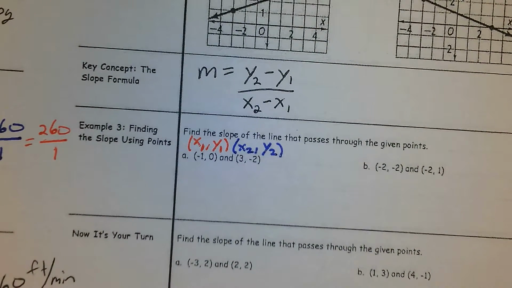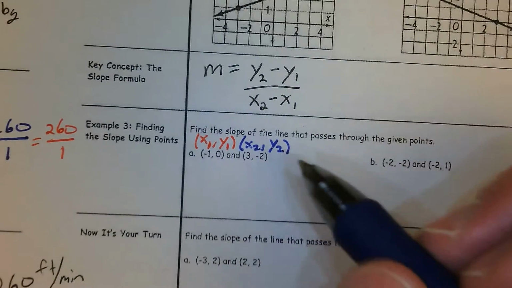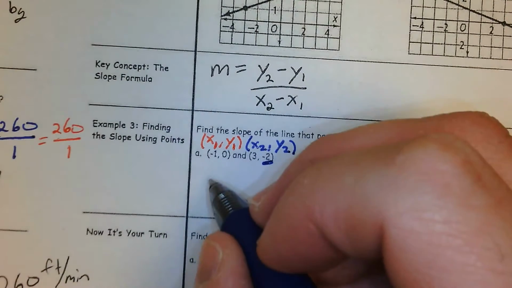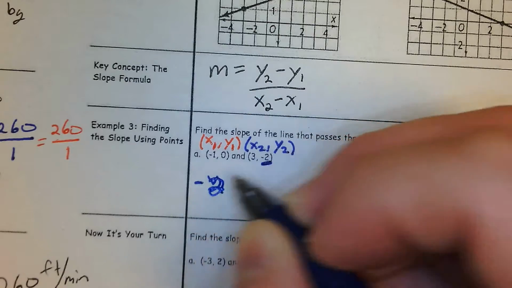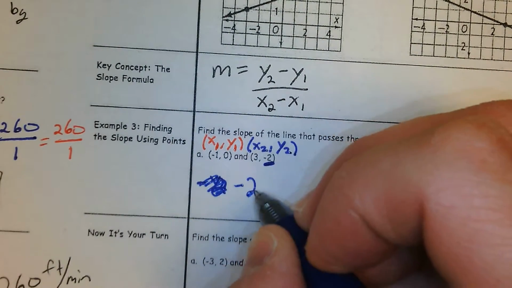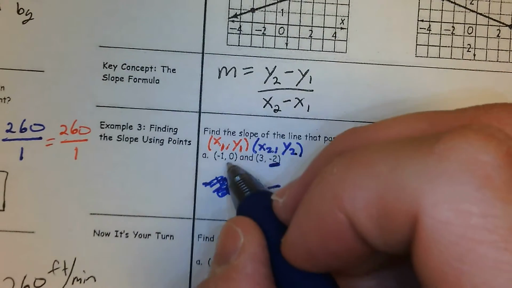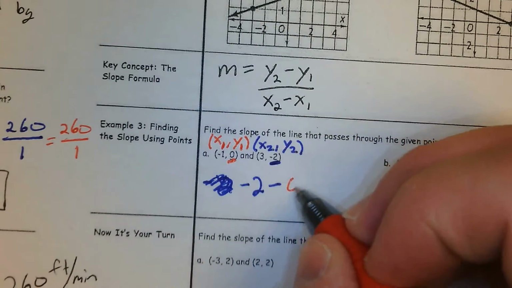So then we do the change in y divided by the change in x. So we do y2. y2 is the negative 2. So we would start with the negative 2. So for y2, we do negative 2. Okay, that looks bad. Let me fix it for you. Minus y1. y1 is the 0 right here. So minus 0.